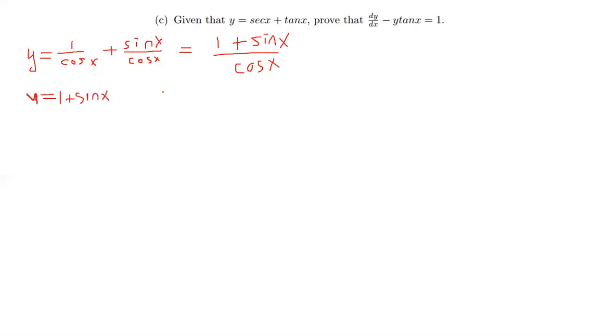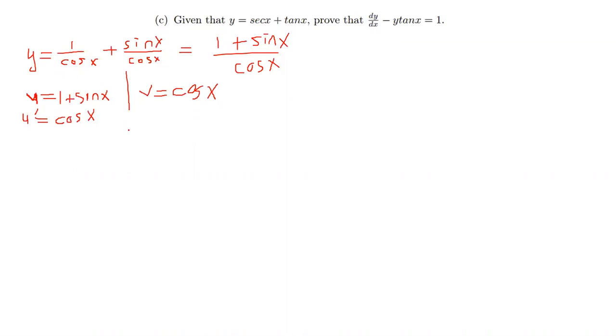And then our v would be the denominator there, which is cos x. So to find u prime, we know that this is just a constant, so it will give us a 0 when we differentiate it. But when we differentiate sine x, we're going to get cos x.